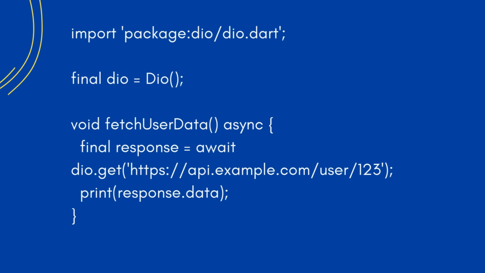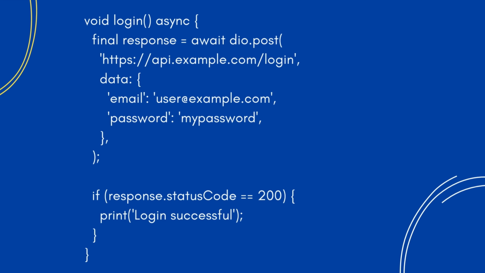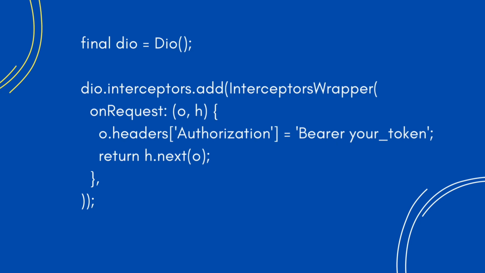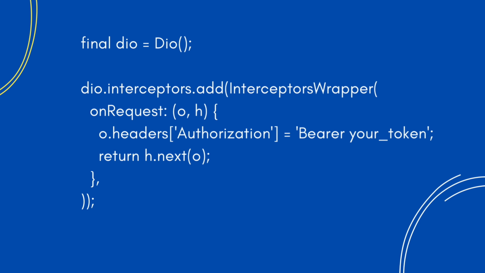Get and post requests. Here's a simple Dio get request. And a Dio post request with headers. Dio makes it easy to add auth tokens, show loaders, refresh tokens, and more using interceptors. No need to repeat the same logic in every request.